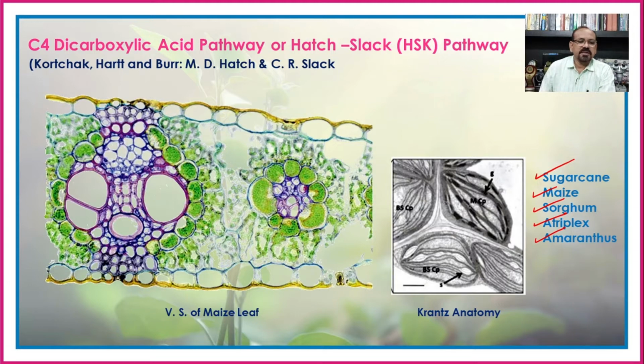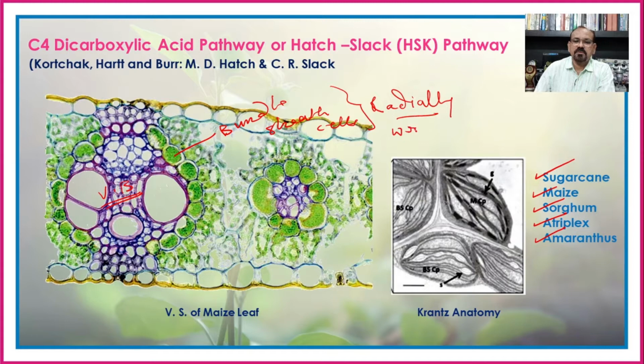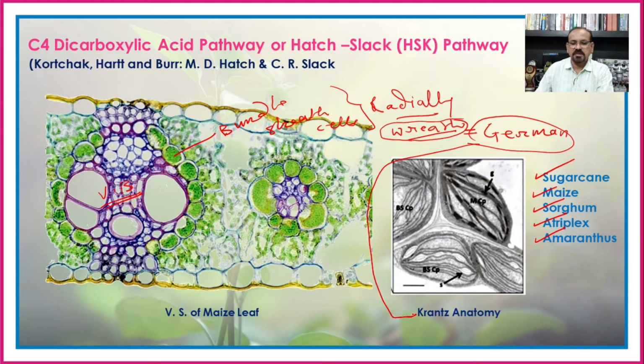In these plants, the vascular bundles of the leaves are encircled by bundle sheath cells, and these bundle sheath cells are radially arranged, and this radial arrangement of the bundle sheath cell is known as wreath, which is a German word, and the meaning of this wreath in German language is a kranz, and hence such a type of the arrangement of the cells in the leaves is known as the kranz anatomy.